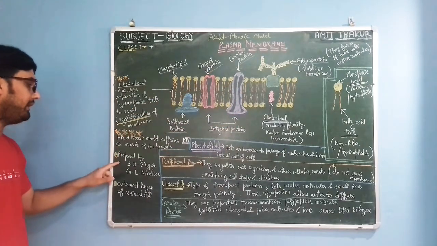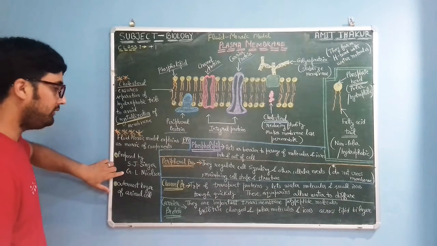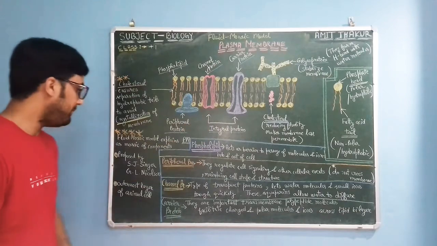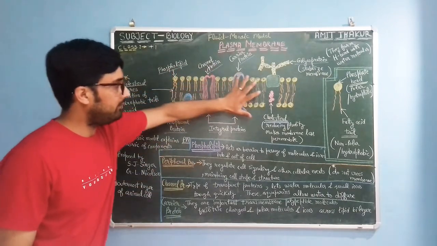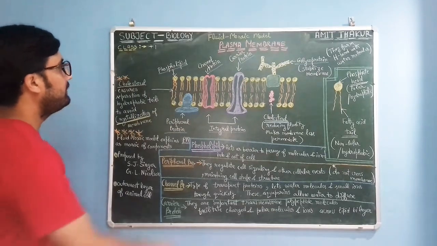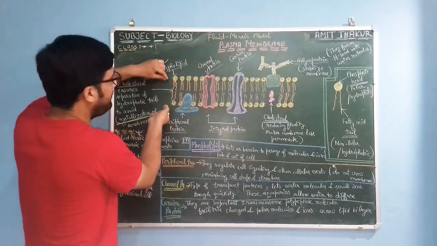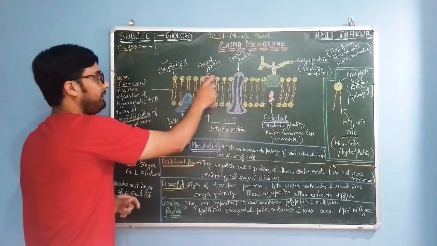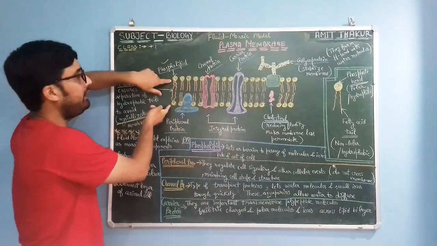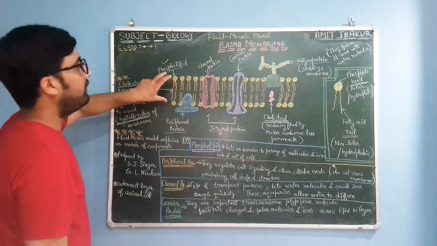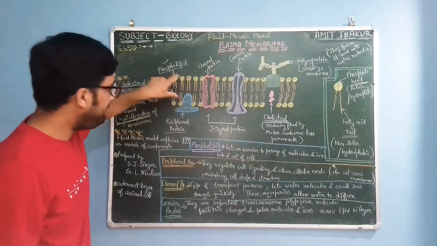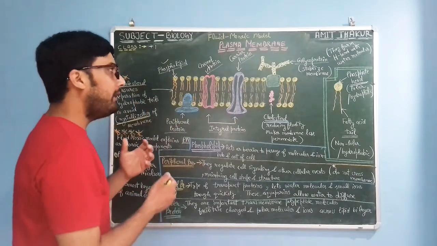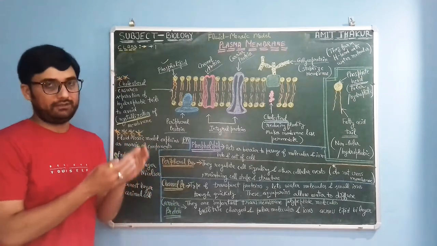This was proposed by S.J. Singer and G.L. Nicholson. They proposed the fluid mosaic model of plasma membrane. So this is the model of the plasma membrane. Here you can see the phospholipid layer. It is a bilayer. There are two layers. One layer is here and another layer is there. So two layers of phospholipid, or you can say lipid bilayer, is present, and within this layer many proteins or glycoproteins are present.